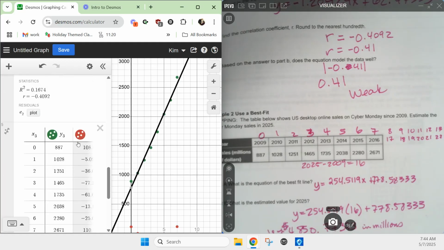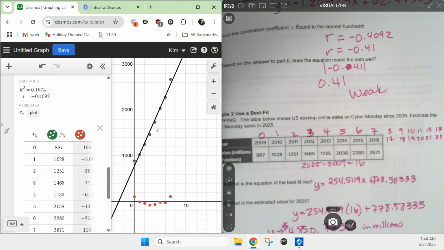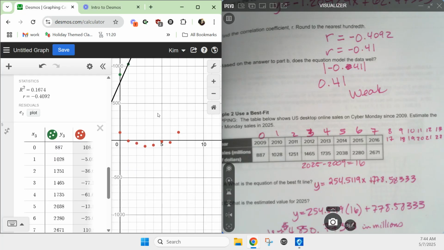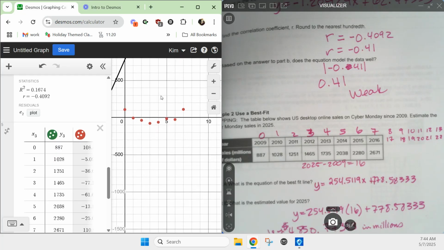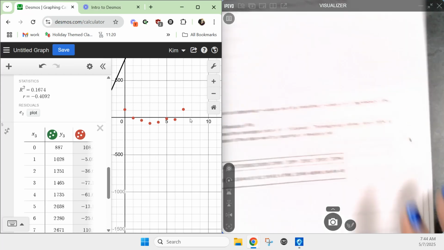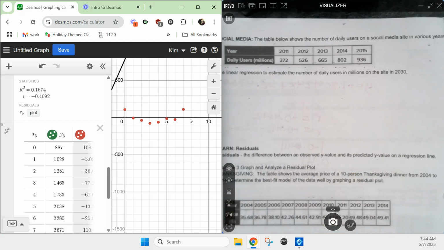Okay, up here, do you see there's another column that has this. I didn't mean to quite do it like that. Okay, these are the residuals. Now, you notice that the residuals are plotted all along the x-axis. Okay, so a residual is the difference between an observed y value and its predicted y value on a regression line.